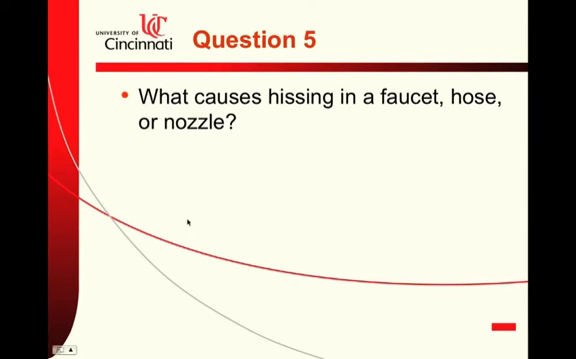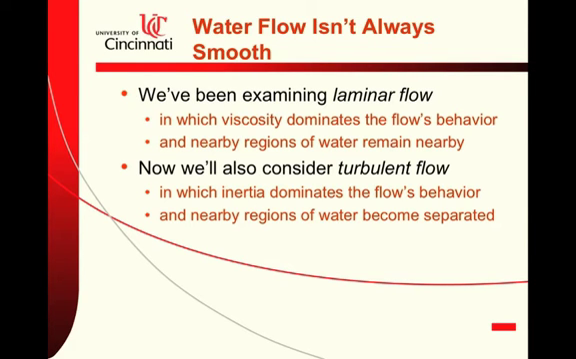So the next one that we deal with is what causes the hissing in a faucet, hose, or nozzle. And the issue is one of turbulence, because essentially what we've always been dealing with is laminar flow, in which the viscosity dominates the flow's behavior, and so the nearby regions of the water always remain nearby. But this clearly is not what always happens. You also can get turbulent flow, in which the mass or the mass density of the water dominates the flow's behavior. And so there just isn't enough force to keep the water flowing together, and so nearby regions of water become separated.